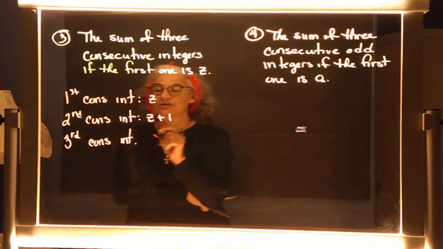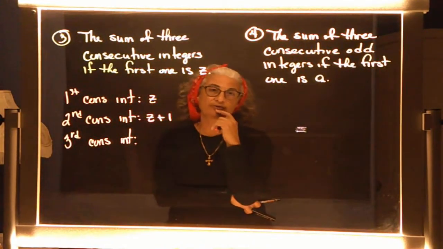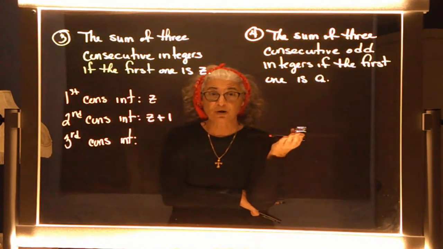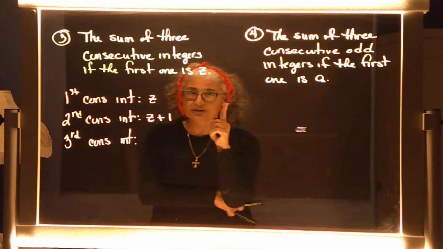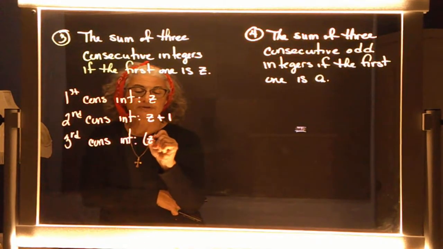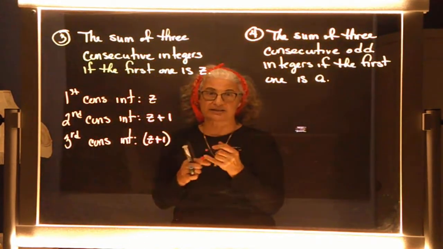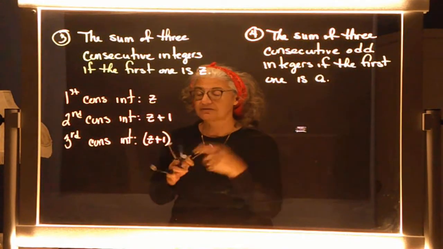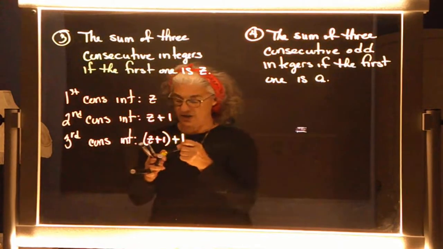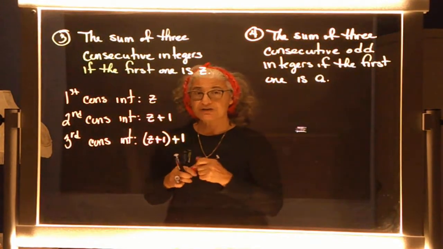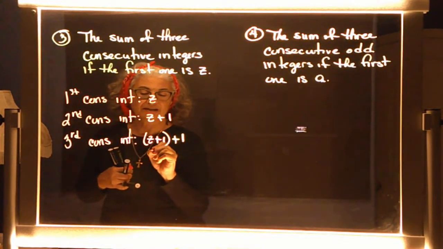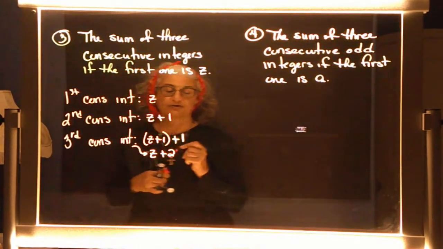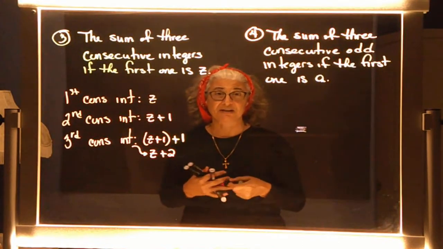Good. Now, how do I get from the second one to the third one? Yeah, you're supposed to add 1 again. To get from 4 to 5, I add 1. Agreed? So, just watch a second. So z plus 1 is the second integer, isn't it? So to get from the second to the third, we're supposed to what? Good. Add 1, which means the third consecutive integer looks like z plus 2. This is really what the third consecutive integer simplifies to.